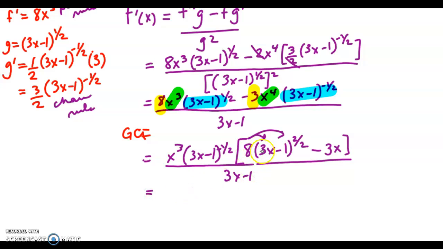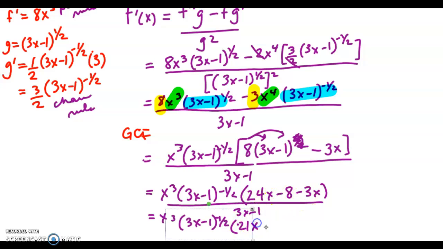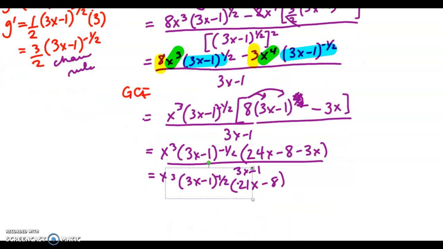Okay, let's distribute the 8 there. And we've got 24 x's minus 8. Remember, this is a 1. It doesn't need to be there. Okay, and then let's gather the like terms. X cubed minus 1 to the power of negative a half times 24 minus 3 is 21x minus 8. And there's no common denominators between 21 minus 8.